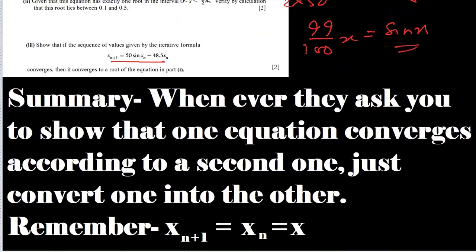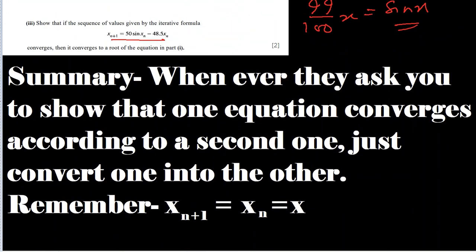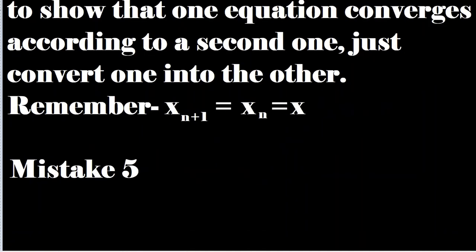And here is the summary. Whenever they ask you to show that one equation converges according to the second one, just convert one into the other. And this is very important to remember. xn plus 1 and xn both are x in that case. Okay, let's move on to mistake number 5.